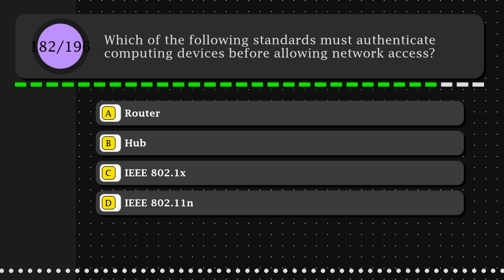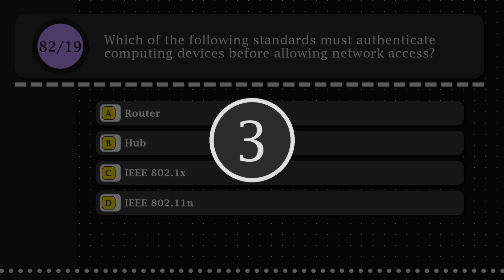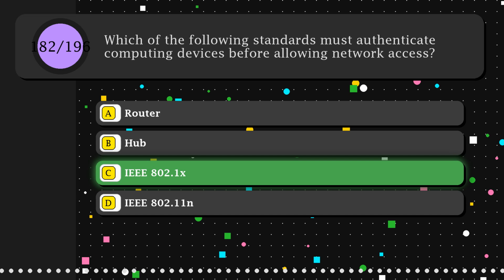Question 182. Which of the following standards must authenticate computing devices before allowing network access? Option A, a router. Option B, a hub. Option C, IEEE 802.1x. Option D, IEEE 802.11n. The correct answer is option C, IEEE 802.1x.